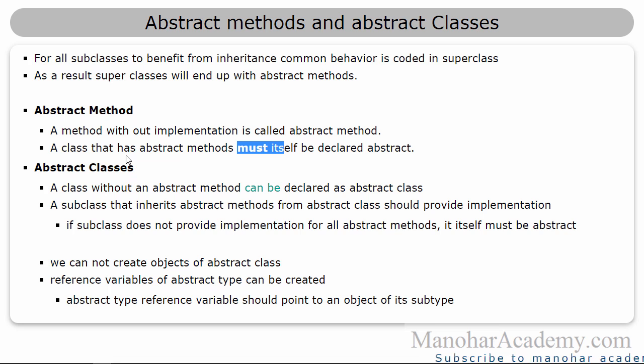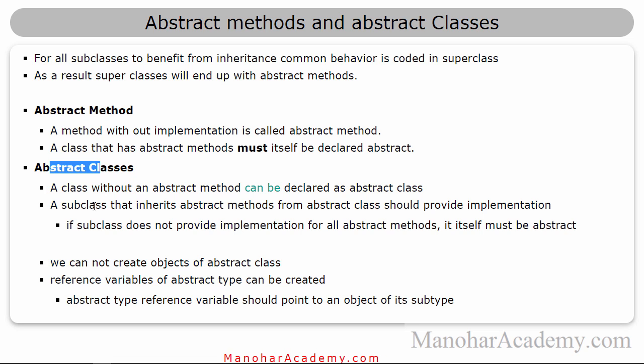Having said that, let's say we have a class and it does not have any abstract methods. But the class thinks, I don't have any abstract methods, but I think my concept is very abstract, I should be abstract. So a class that doesn't have any abstract methods can be declared as abstract class. That is okay.